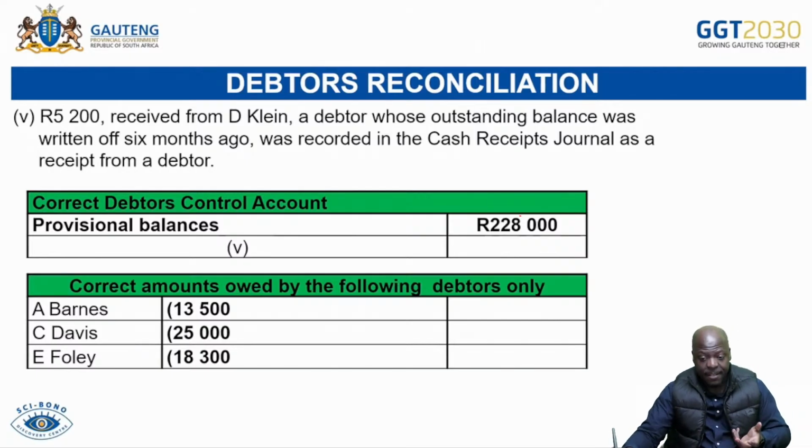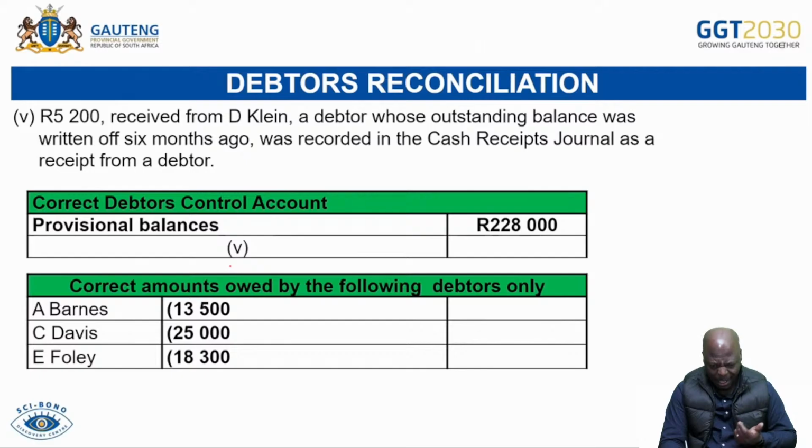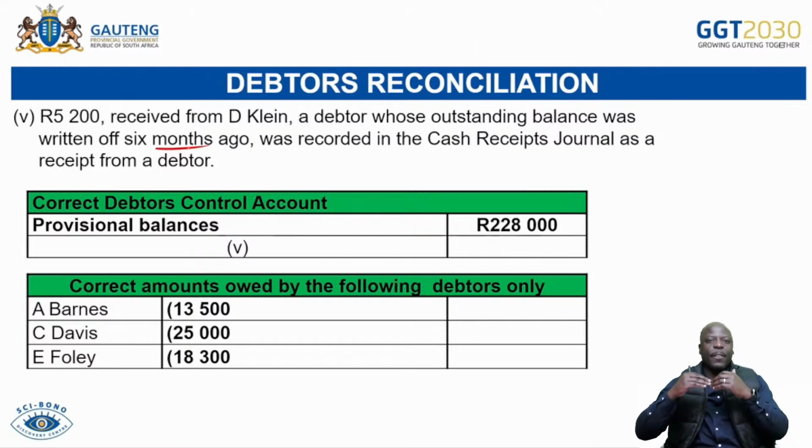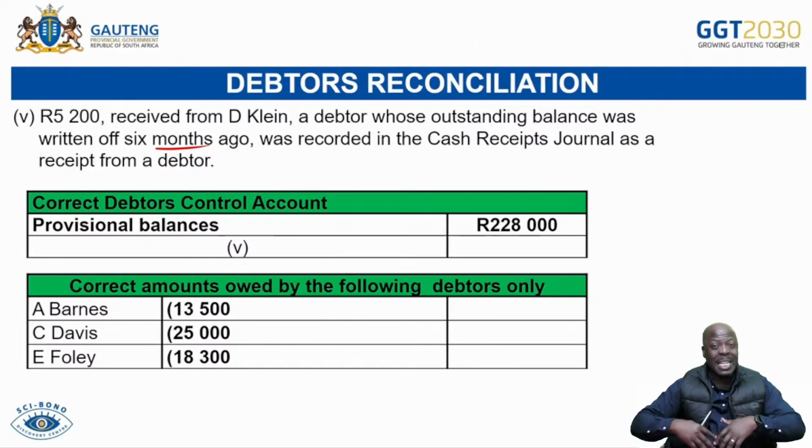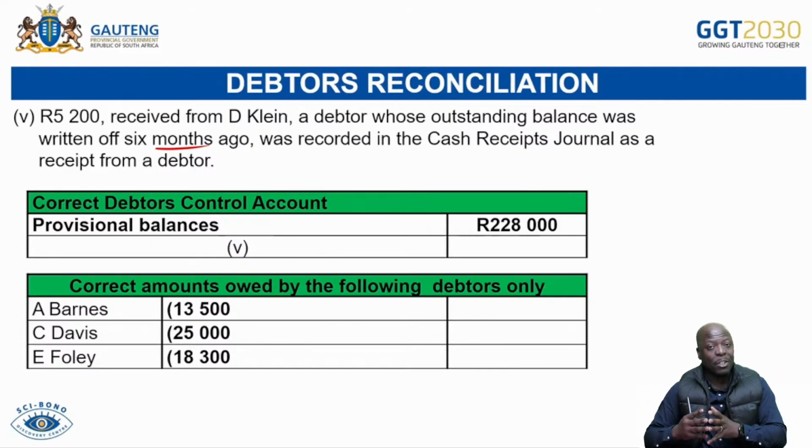5,200 received. So let's continue. From Declan, a debtor whose outstanding balance was written off 6 months ago. If a person's account is written off, it means it has been taken out of the business books, the debtor's books. That particular amount is no longer reflecting there. So that debtor has been written off, is no longer part of our debtors.